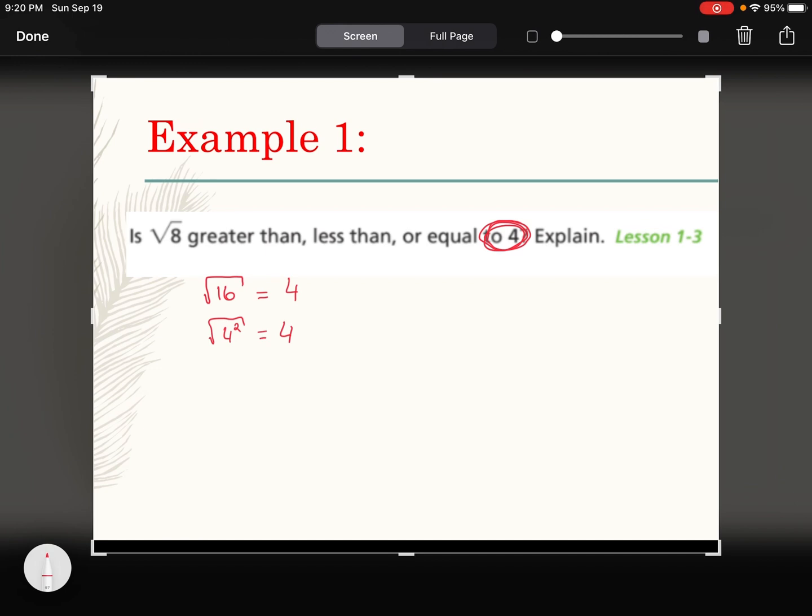So we will underline square root of 8. So square root of 9 is less than square root of 16, right? Which means square root of 9 is less than 4. And also square root of 8 is less than square root of 9, and it is less than 4, right? Which means square root of 8 is less than 4, guys.